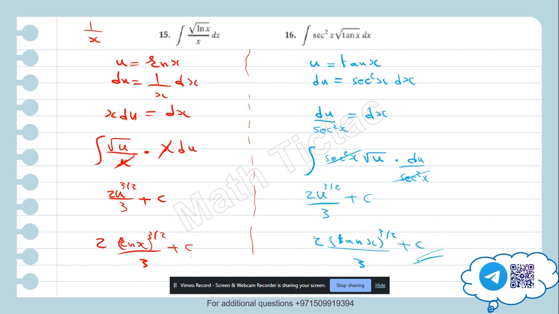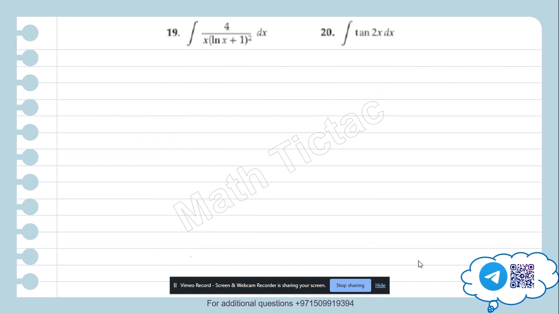That's it. This is the end of part 1, or this is the end of part 21, of finding the integration by using the substitution method. So next, inshallah, we'll continue with the substitution method, but we will solve the questions from 17 until question 26. So see you then, inshallah.